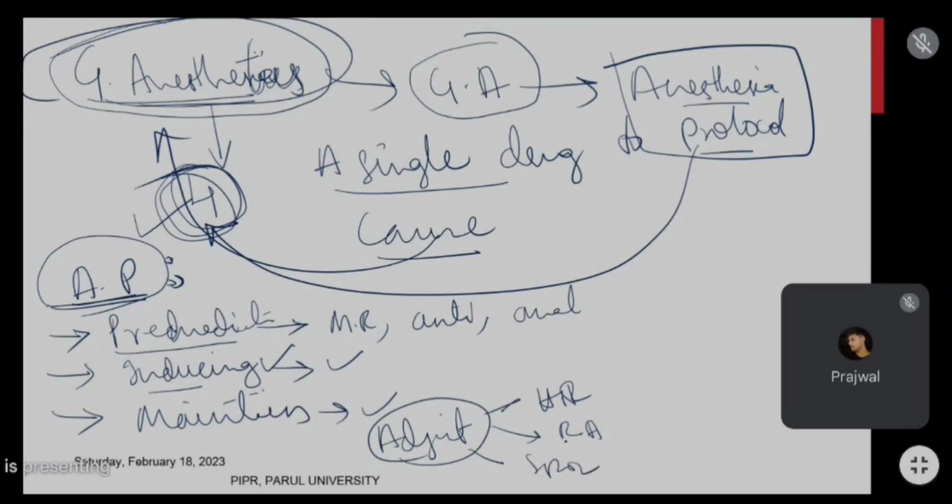These parameters we have to keep checking throughout the surgery, and to maintain all these things we have to follow the anesthesia protocol. So the anesthesia protocol is required because there is no single anesthetic agent available for surgeries. To bring about general anesthesia we don't have a single drug. That's why we have to follow the anesthesia protocol. I think you understood what the anesthesia protocol is and why we have to follow it.